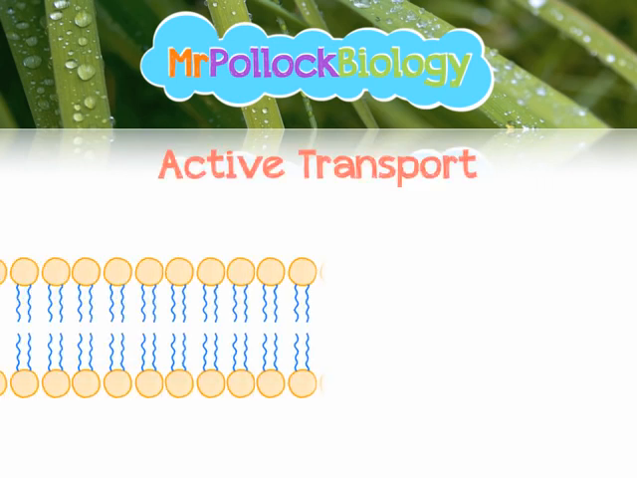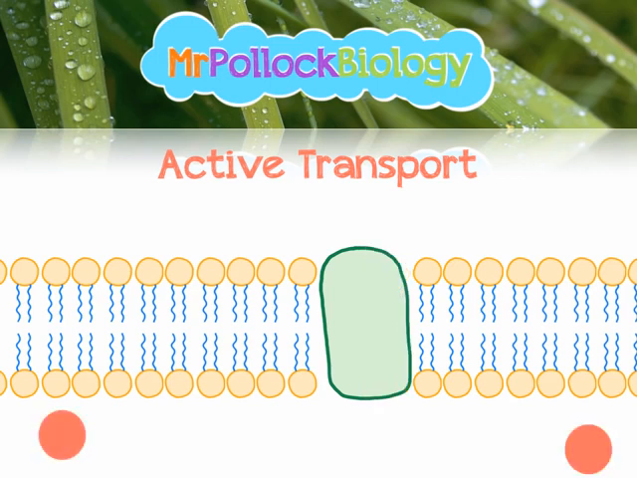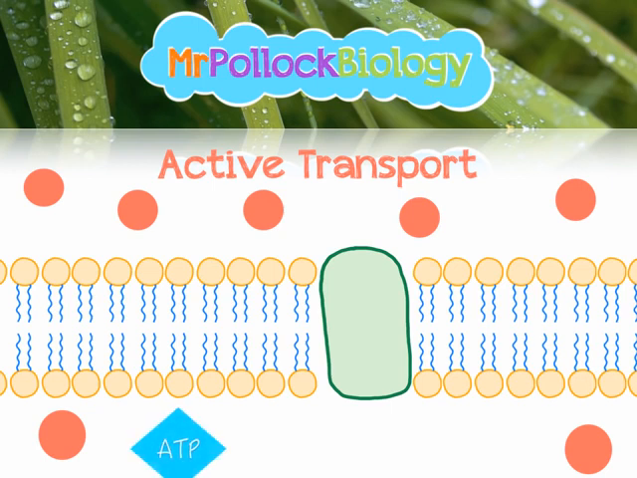So same story again, we've got the phospholipid bilayer, carrier protein, and here are our molecules that we want to move. Now this time we're going to be moving from low concentration to high concentration, so from the bottom to the top. Now to do this we need some energy, and to supply that energy we have this useful molecule called the energy currency of the cell, which is called ATP, or adenosine triphosphate. And it's going to come and bind to the carrier protein.